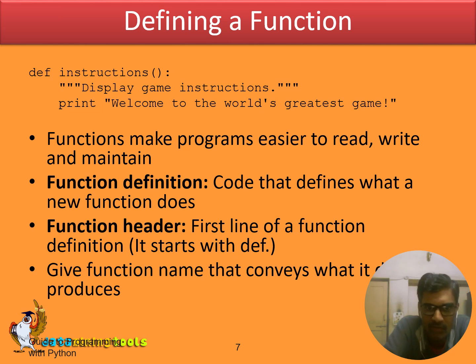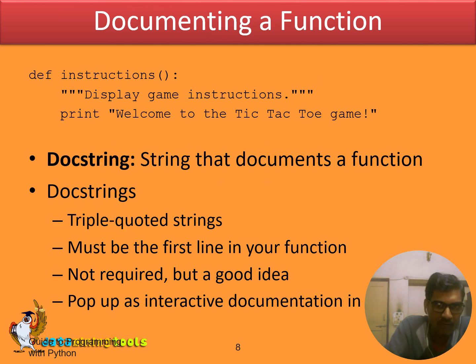So function definition is code that defines what a function does. The entire def instructions is called the function definition. And the function header is the first line of the function definition. It starts with def, which is called the function header. And then whatever task that function does is executed based on the way the function is called.